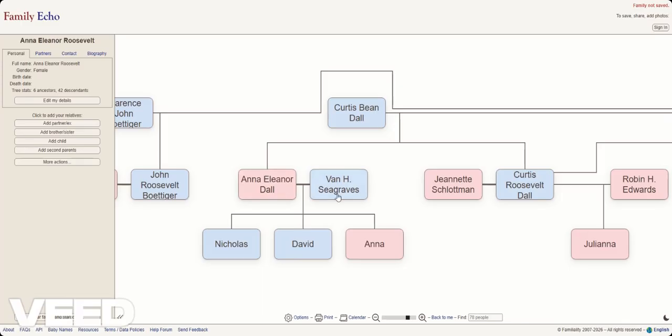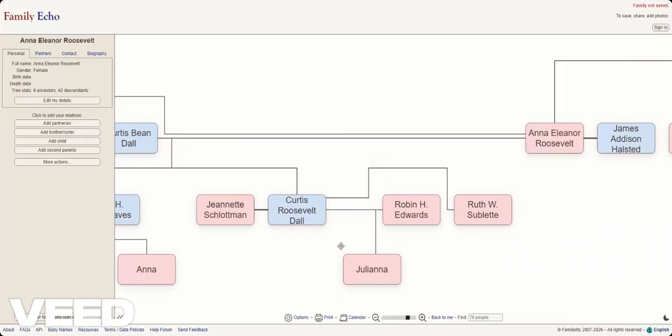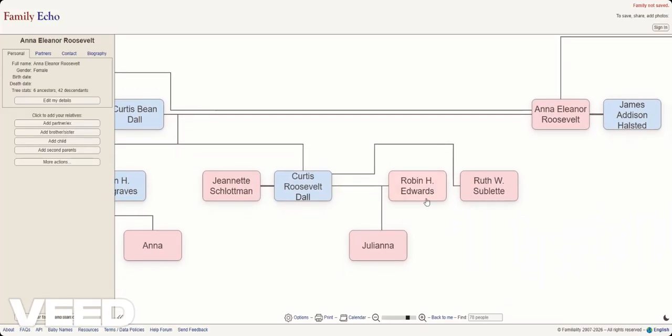She married Van H. C. Graves, and they had three kids: Nicholas, David, and Anna. Curtis was married three times. First, he married Robin H. Edwards. Robin is also a girl's name. There's also a famous actress Robin Wright, and she was Sean Penn's wife, I think. And so they only had a daughter named Juliana.